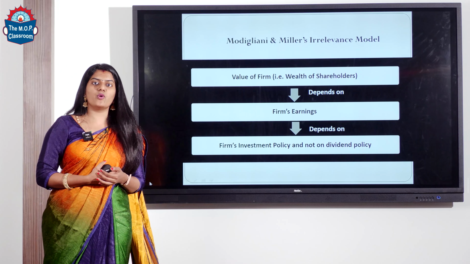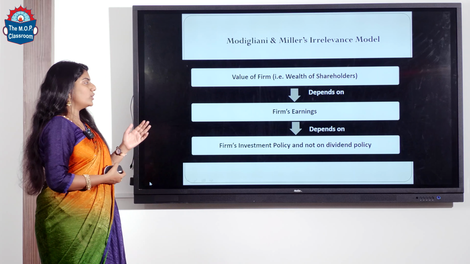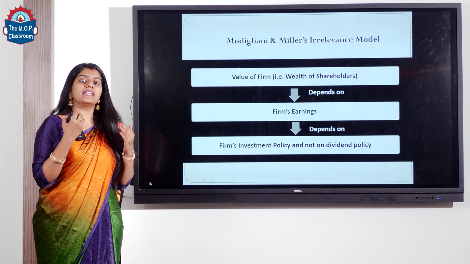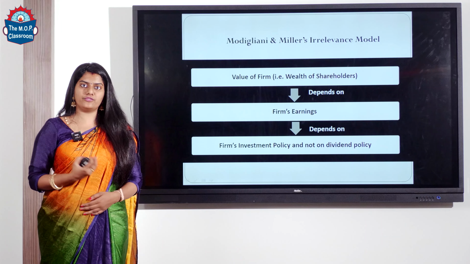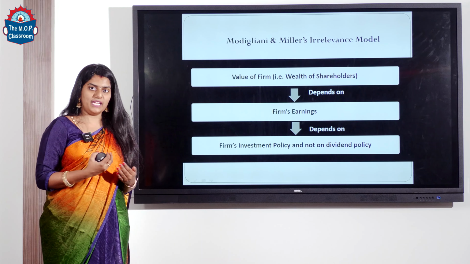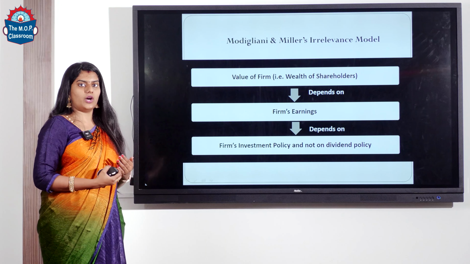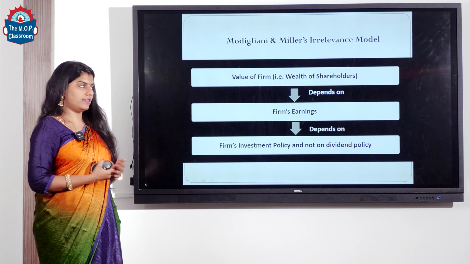Let's go in for the last and most important model, which is Modigliani and Miller's model. So this model says that there is an irrelevance theory between the value of the firm and the dividend policy, meaning the dividend policy does not affect the value of the firm. Let's find out how this is being explained in the theory.